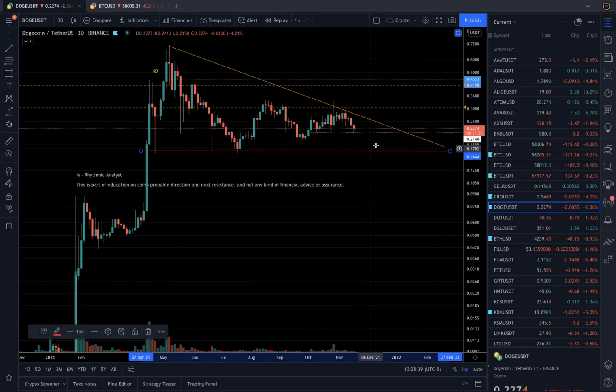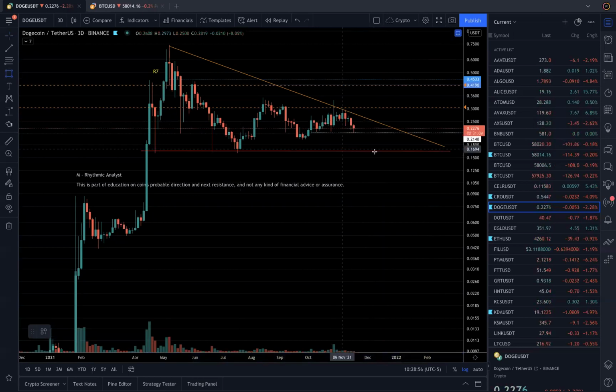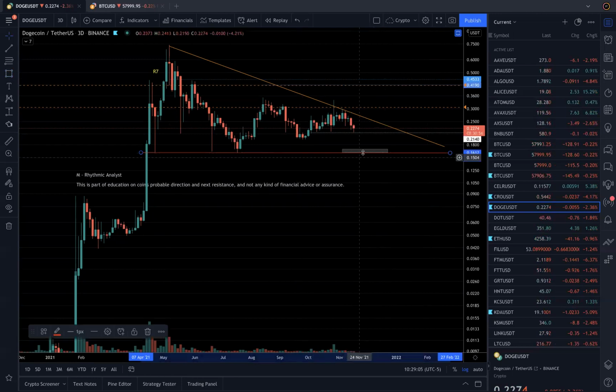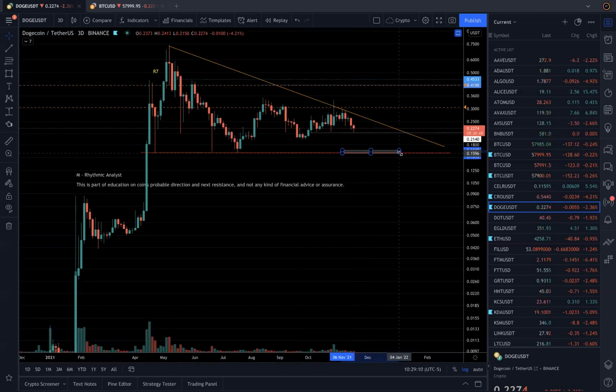If it continues going down, it could go up and then go down. So even if it comes down, it won't go down in one go. It could touch this, bounce and return. So this zone, whatever the level, 0.16 something, right? This zone is super critical. I should connect these two points and extend this, because we don't know when it might happen.